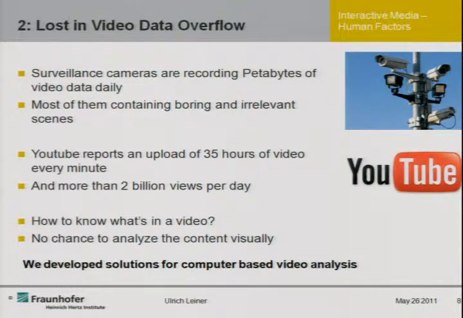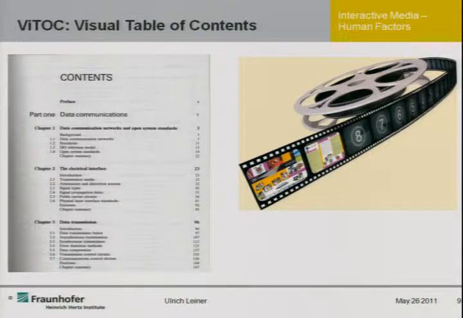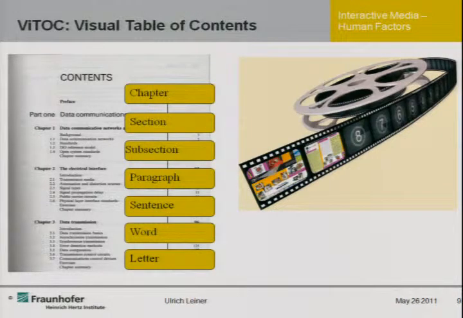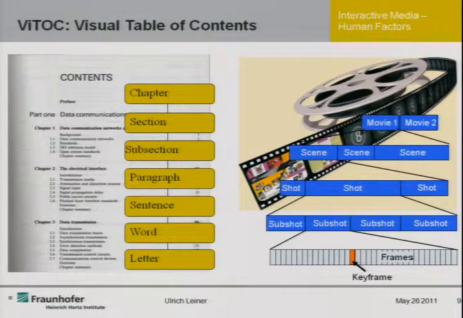So we went for solutions that give something like a visual table of contents for video data, exactly like it is done for a book. In a book, you can go to the first page, second page, and skip through, and you get a certain impression of what's in the book, and then you can decide whether it's relevant for you or not. A book is structured into chapters, paragraphs, down to letters. Let's try to migrate that idea to a movie or a video.